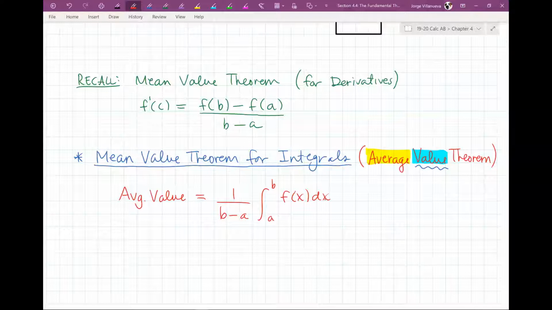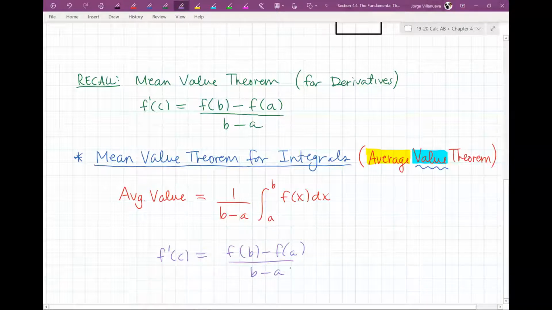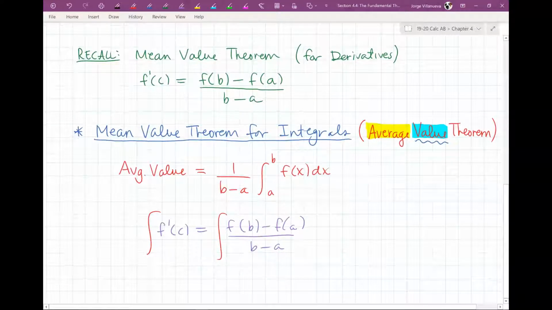Now, I don't know if it'll make a lot of sense to you guys, but let me show you really quick how they got this formula. Remember the mean value theorem for derivatives? They said, let's integrate both sides. When you integrate a derivative, it kind of disappears, right? So that will become f of c. There's your average value, your answer.